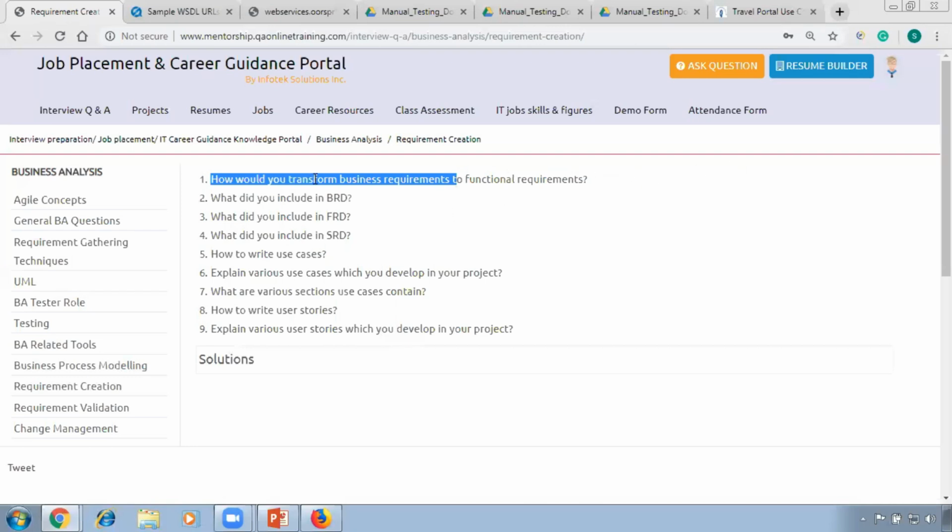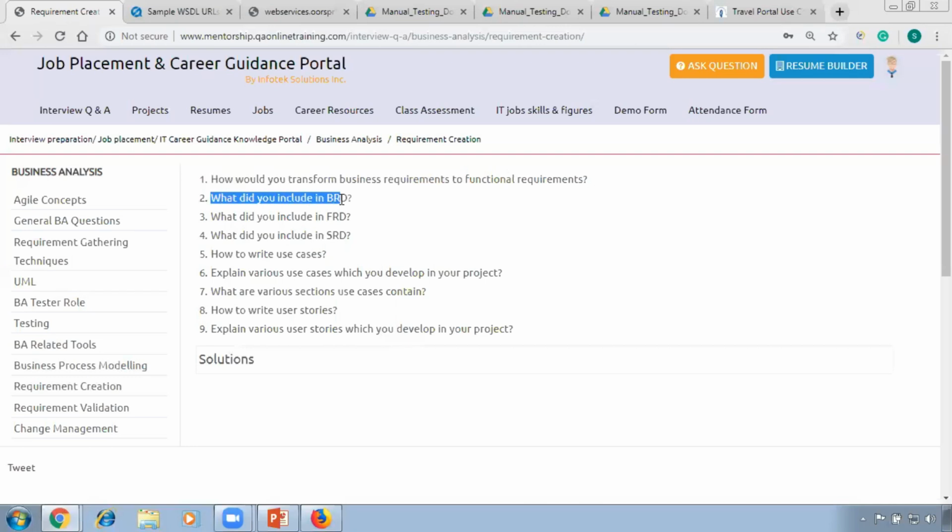Now, how would you transform business requirement to functional requirement? We have a business requirement document. Out of that document, we have to find out the functional requirement. It's very easy and simple. From that business requirement document, you have to leave business related terms like the cost of the system, risk, and all this. Whenever we talk about the functionality of the system, that all comes into functional requirement. Take out everything related to functionality.